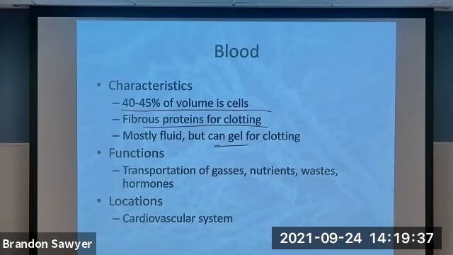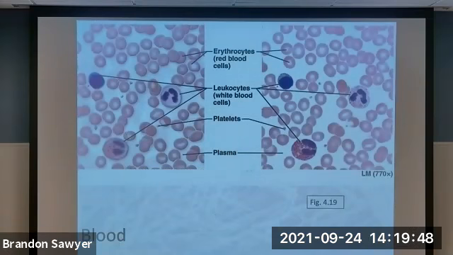So main functions are all about transportation, moving things around the body. Obviously we find it in the cardiovascular system, and it's pretty unique in the way it looks. Probably not going to get this confused with cartilage, but there it is.